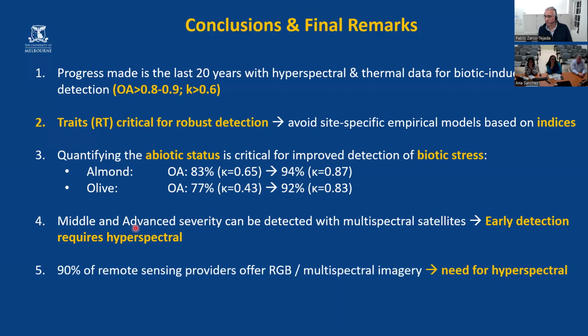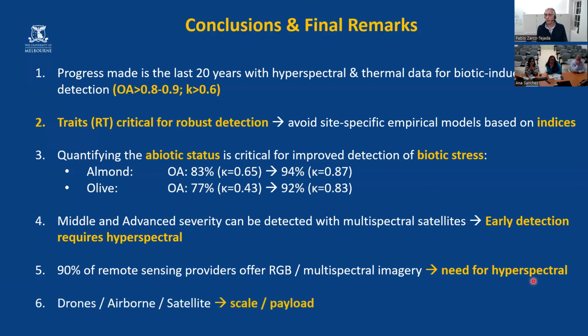About 90%, if not almost everyone, of remote sensing providers just offer RGB or multispectral imagery. I think that is critical if we want to apply and use these methods worldwide. We really need hyperspectral if the objective is to get good overall accuracies and to perform well with the models that we have developed. And unfortunately, this is not available in many cases. And we are facing these problems in many different projects that we are currently working on.